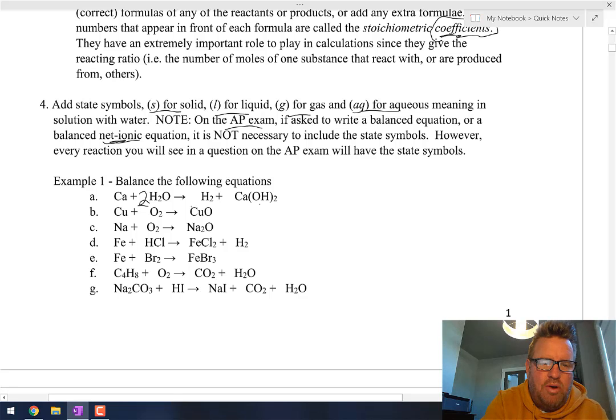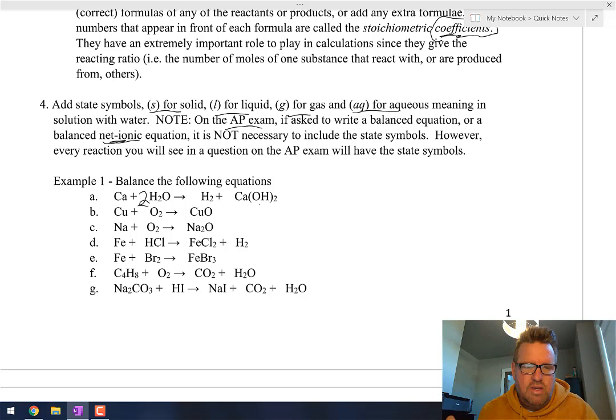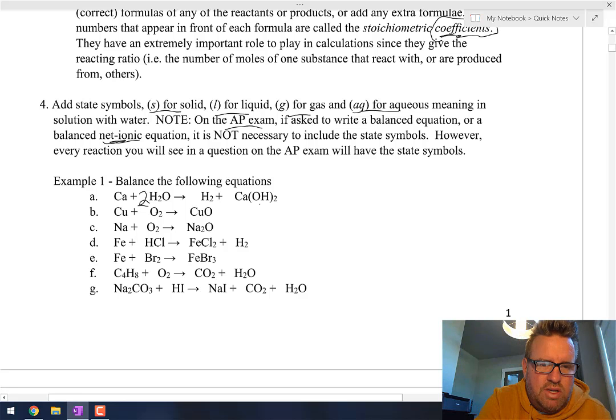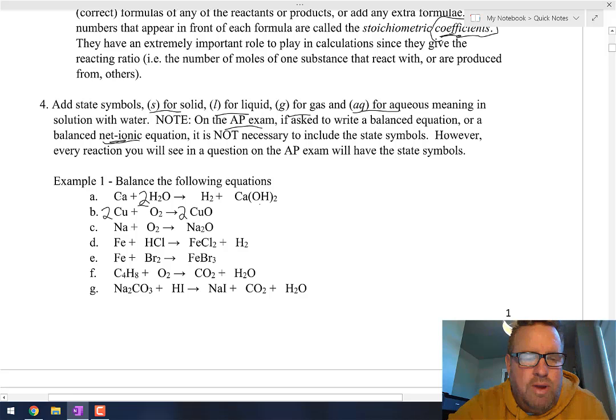Okay, let's look at letter B. Again, 1 copper, 1 copper. That's great. Maybe it's already balanced before you even do anything. That would be awesome. It's not fully, but the copper is. Because then we can see there's 2 oxygen atoms on the reactant side, but there's only 1 on the product side. So again, the only thing we can change are those coefficients. So that's 2 CuO, and therefore by fixing the oxygens, we broke the coppers, so we need to put a 2 right there to balance the coppers, and that equation is now balanced.